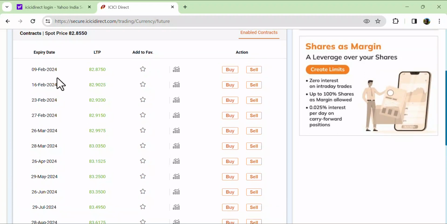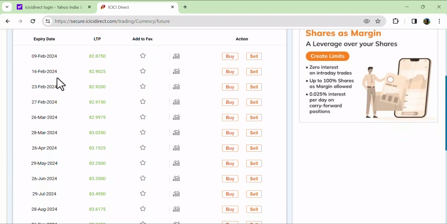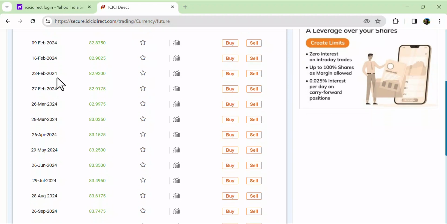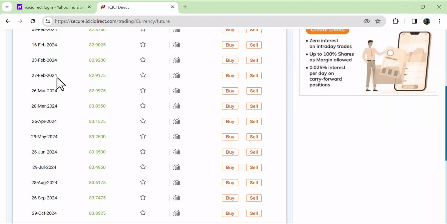I'm not worried about that. 16 February is another weekly contract between USD INR. 23rd February, another weekly contract. 27th February is the monthly contract which is expiring for the month of February. So I have to make a payment when? 27th of February, isn't it? So the price is 82.9175. The moment I was clicking, the price has changed also.